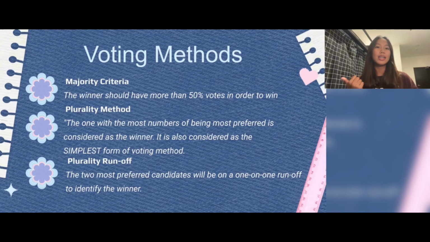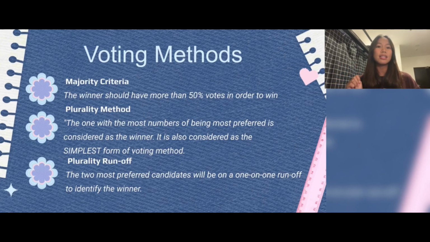First is majority criteria. Simple and familiar. The candidate must get more than 50% of the votes to win. If no one reaches that, we'll look at alternatives. Second is popularity method, the most basic and commonly used method. The candidate who is ranked most preferred the most times wins, regardless of whether they get a majority. Third is popularity runoff. If no one gets a majority, the top two candidates face off in a second round. Whoever wins the one-on-one takes it all.